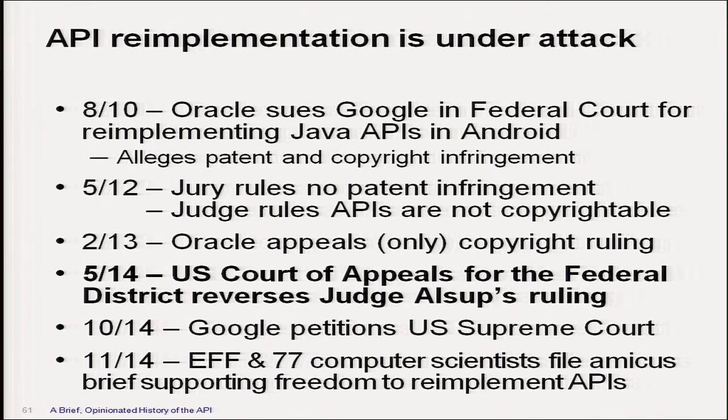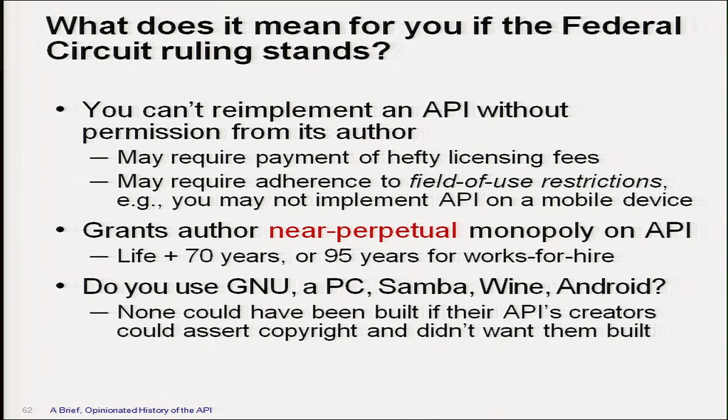I also had it and was going to wave it around. Those 77 computer scientists, by the way, include 5 Turing Award winners, 3 National Medal of Technology winners, 1 National Medal of Freedom winner, the architects of many major languages, including all the ones you saw up there before, and a bunch of others like Python and stuff. Anyway, that's where we are. And what does it mean for you if the Federal Circuit ruling stands? You cannot reimplement an API without permission from its authors. This may require you to pay big licensing fees or adhere to field of use restrictions.